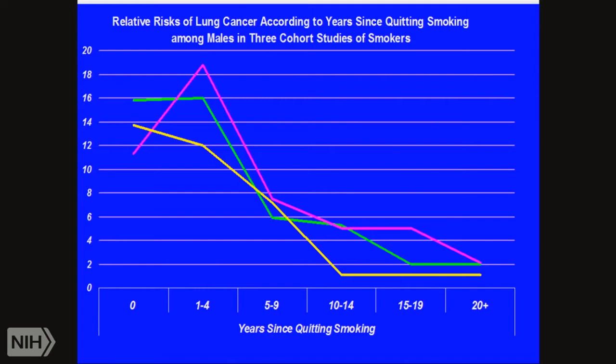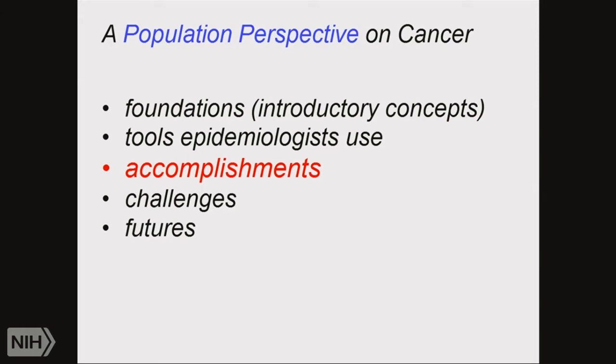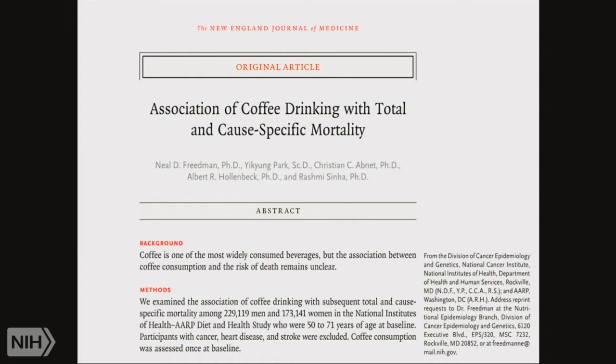Okay, so what have epidemiologists accomplished? I'm a little overwhelmed with the idea of going over what epidemiologists have accomplished. But I'll just tell you that it looks like coffee is not associated with any particular cancers or adverse effects. It's a nice study by my friend Neil Friedman.